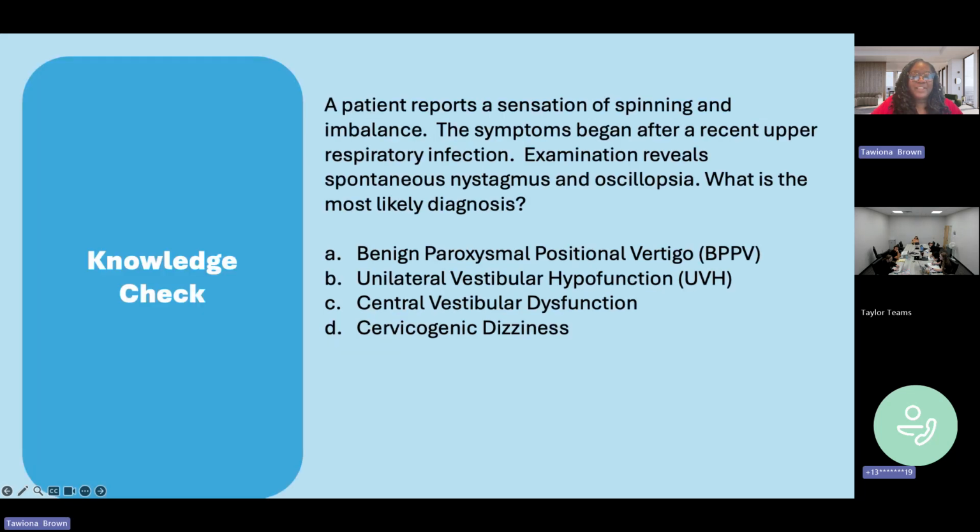So here's another knowledge check for you. A patient reports a sensation of spinning and imbalance. The symptoms began after a recent upper respiratory infection. Examination reveals spontaneous nystagmus and oscillopsia, which is that jumping within the visual field. What is the most likely diagnosis based off of just the information that I've given you from the previous slides?